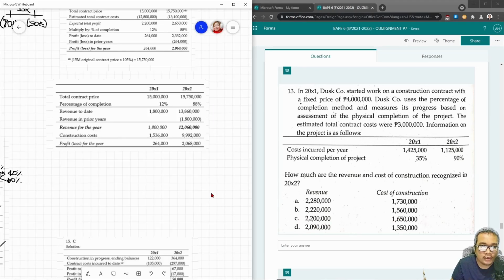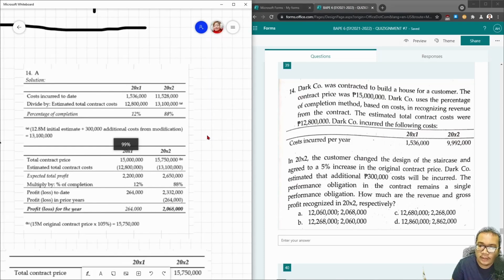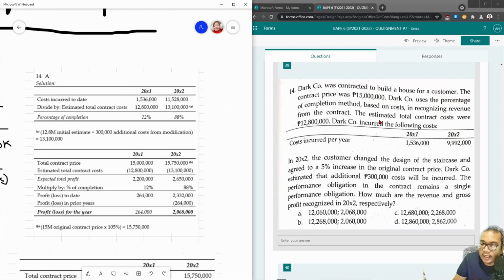Now, let's go to number 14. Ito si number 14. So, Darko contracted to build a house for a customer. The contract price was 15M. Darko uses the percentage of completion method based on cost in recognizing revenue from the contract. The estimated total contract costs were 12.8. So, 15M yung contract price, 12.8 yung total contract cost. Darko incurred the following costs. Cost incurred, 20x1, 1,536,000. 20x2, 9,992,000. Grabe ang jump, di ba?